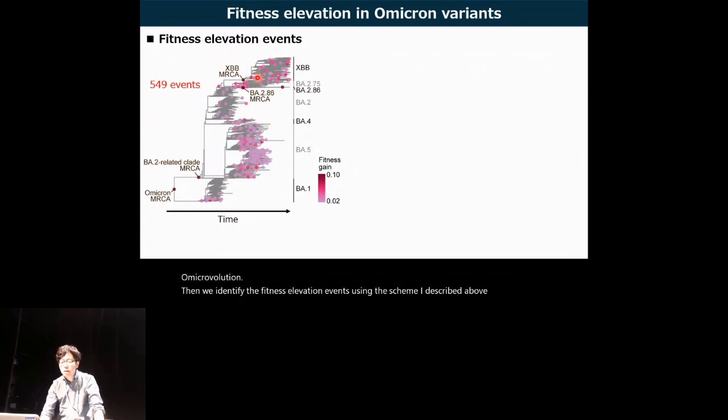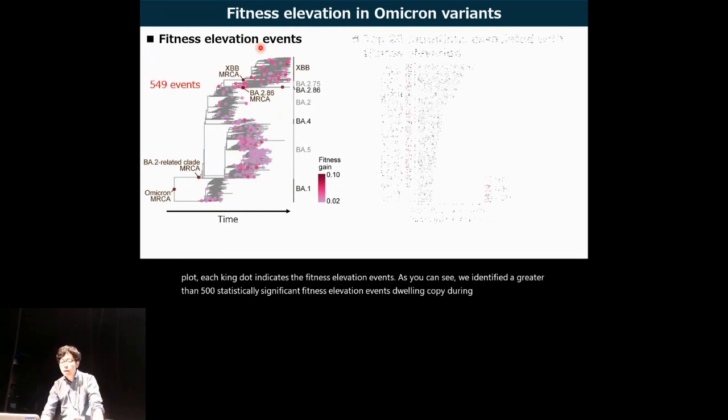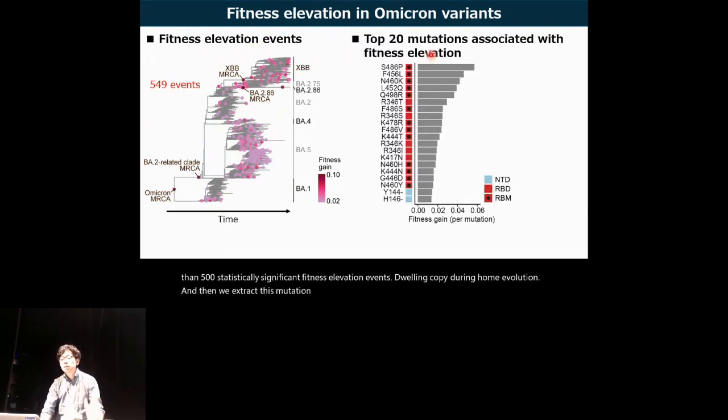In this plot, each pink dot indicates a fitness elevation event. As you can see, we identified greater than 500 statistically significant fitness elevation events during Omicron evolution. And then we extracted mutations that are associated with fitness elevation events. This plot shows the top 20 mutations.